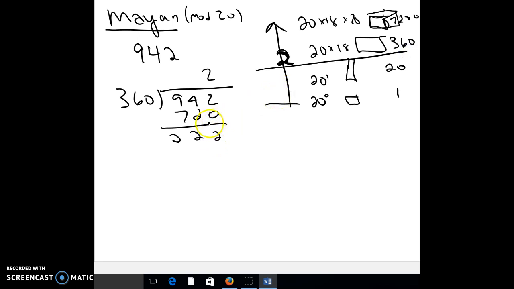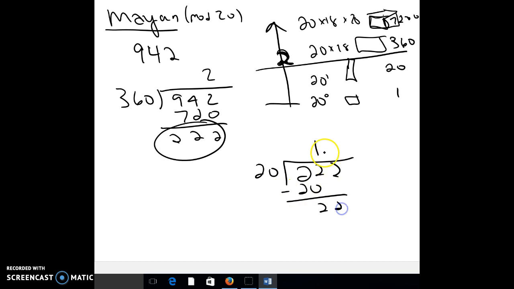Okay, so then I'm going to take my leftover blocks, which is 222, and divide it by 20 to figure out how many of those go in there. And so it looks like another one, and a remainder of 2. So 11 of those go in there. And then the last thing is there's 2 blocks left over, so those would be my singles.